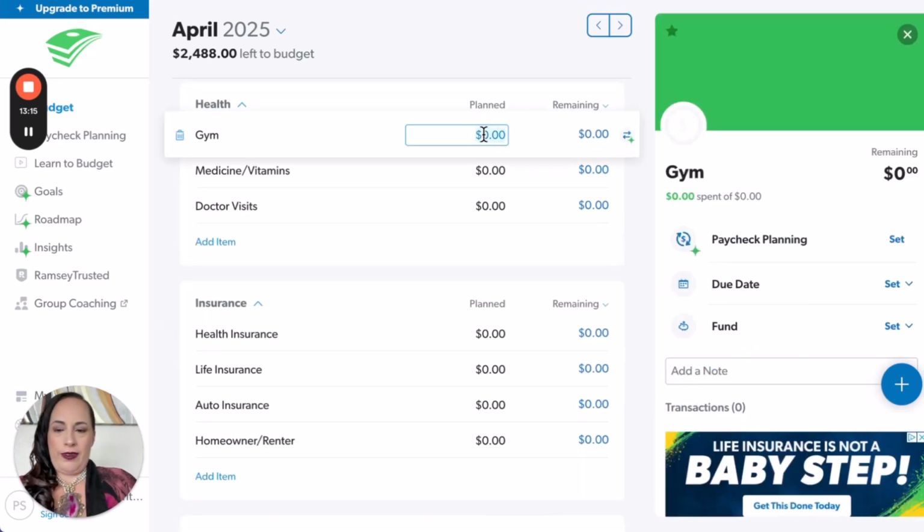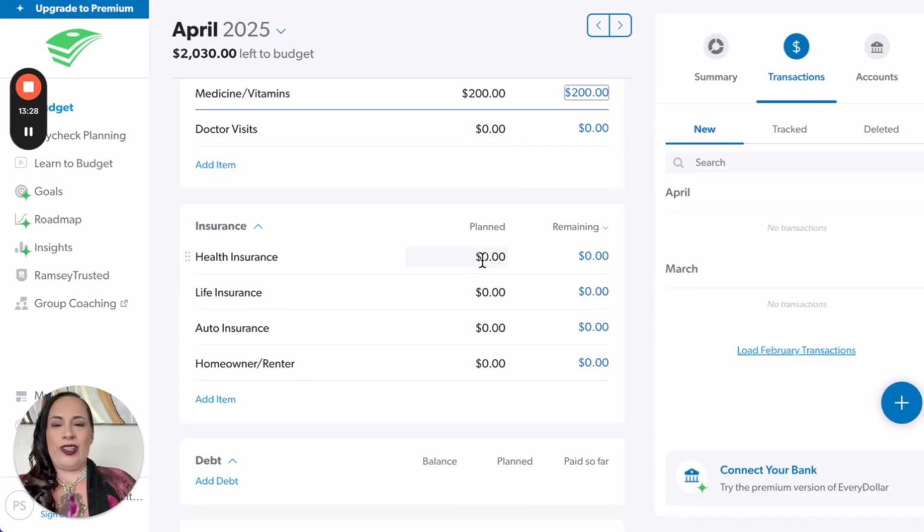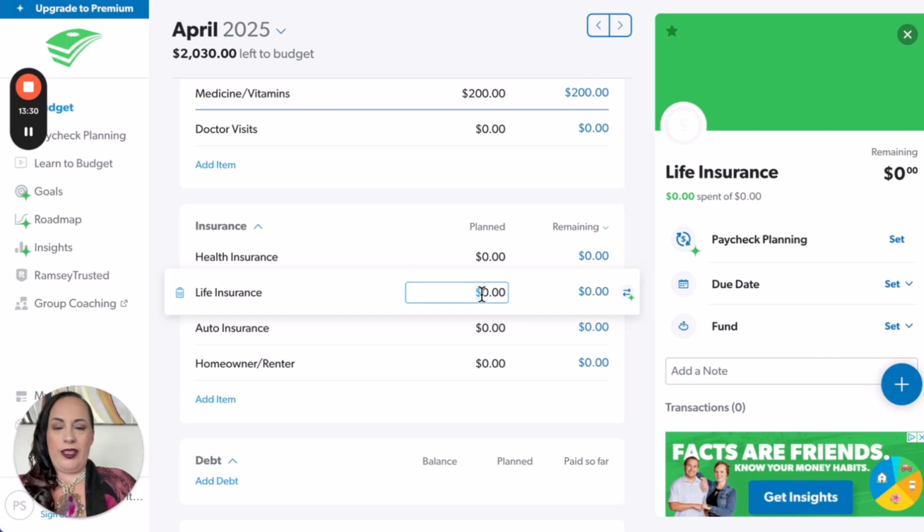Gym, Paul does have a fancy gym. Medicine and vitamins. Okay, so this is more me, definitely have to have my supplements. So let's put in $200 for supplements. Don't think we have any doctor visits this month. Health insurance comes out of Paul's paycheck. We do have life insurance.